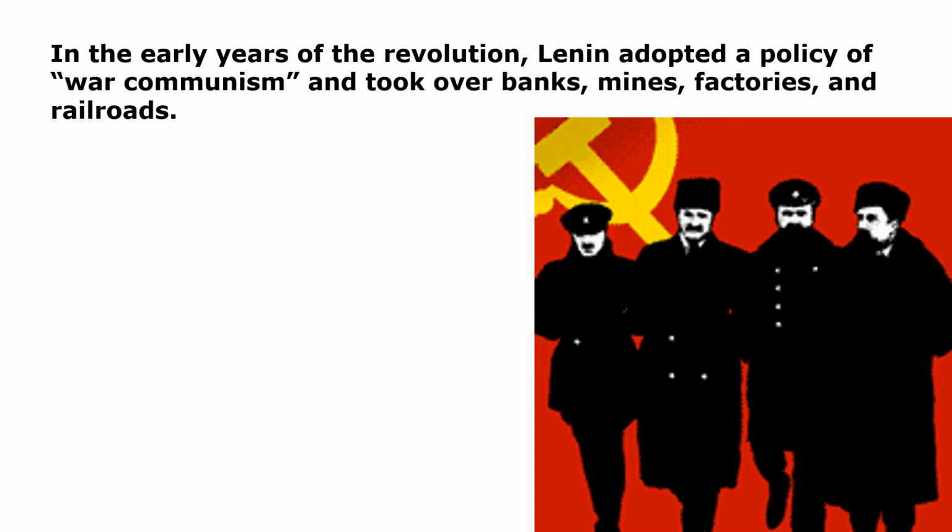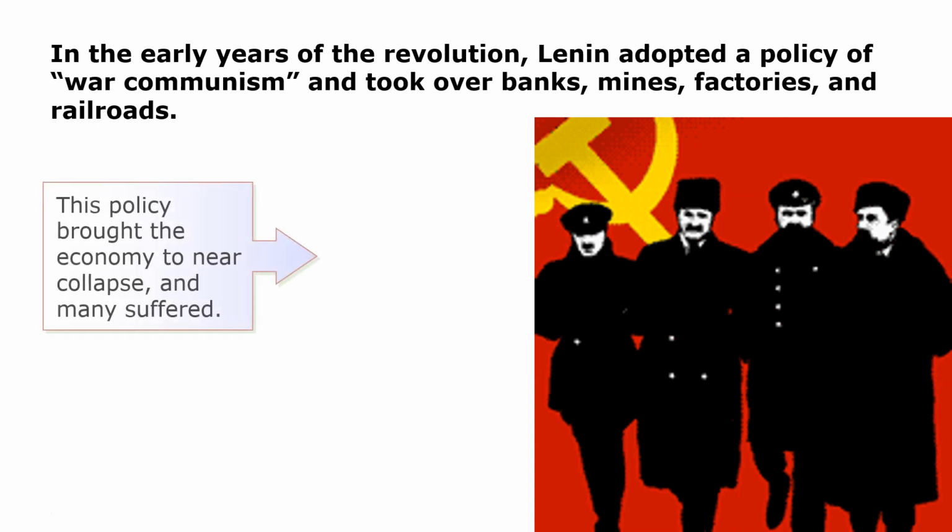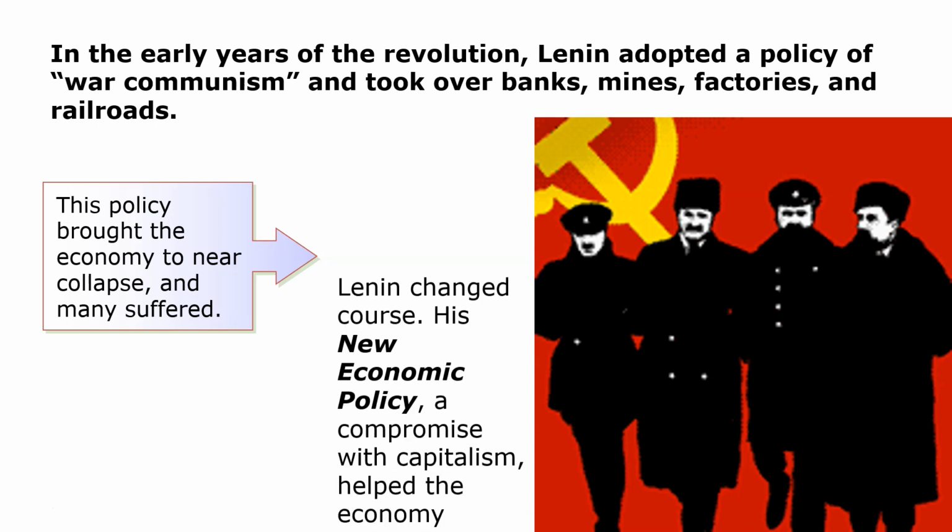So in the early years of the revolution, after the November Revolution, Lenin adopts an economic policy that he calls war communism. Basically it's a command economy. The government, the party, is going to control the banks, the mines, the factories, and the railroads. So they're going to decide what gets produced. Unfortunately for Lenin, this policy of the government or the party controlling everything cuts production, and it's very inefficient. And the economy is near collapse, so it's not working at this point.